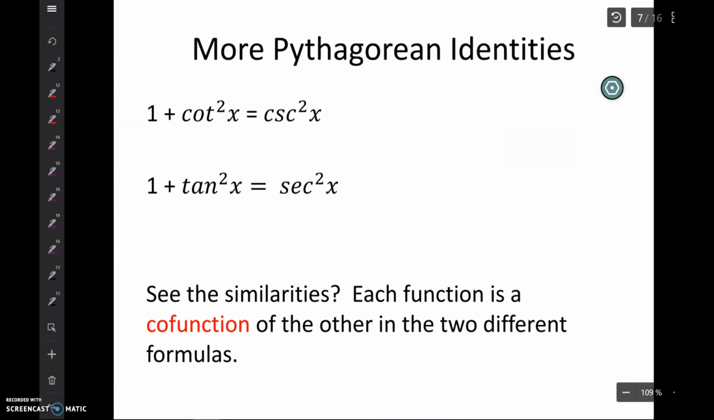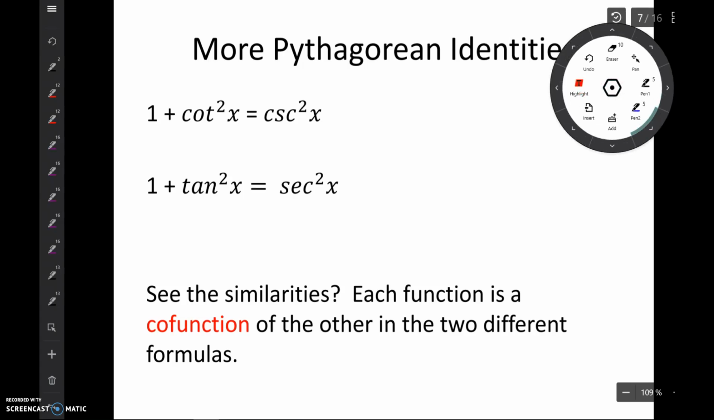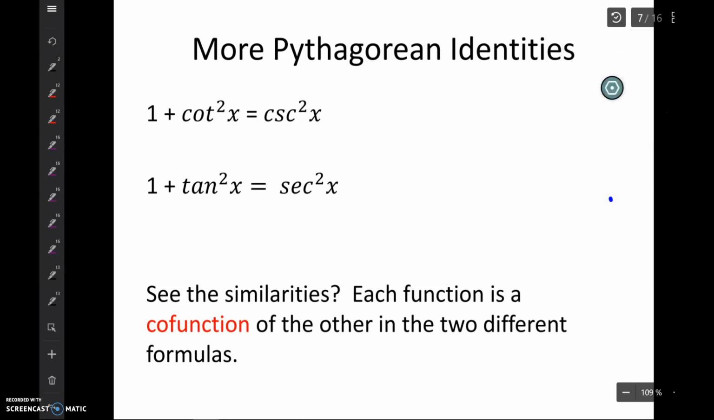The other Pythagorean identities that come from the main one are 1 plus cotan squared equals cosecant squared and 1 plus tan squared equals secant squared. Okay, so we're going to use all these identities. I'm going to switch now to some examples.